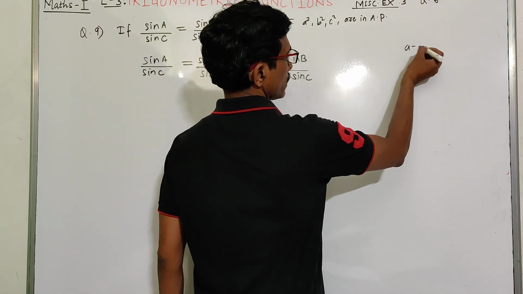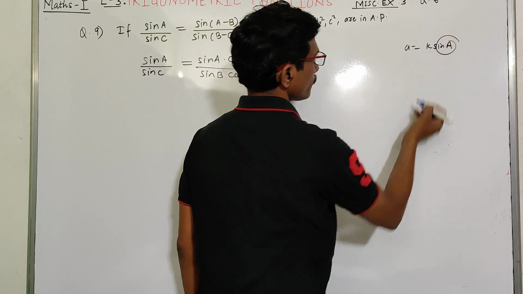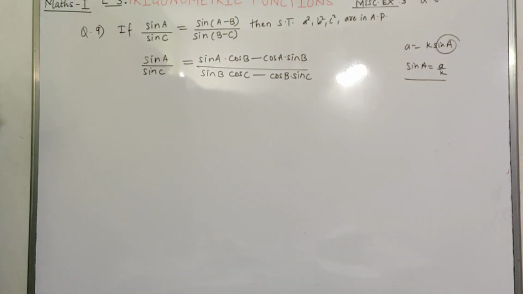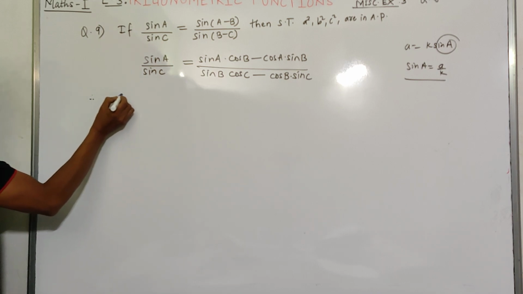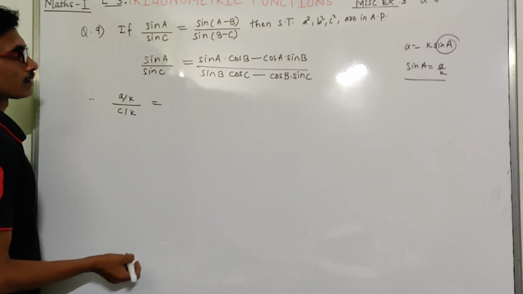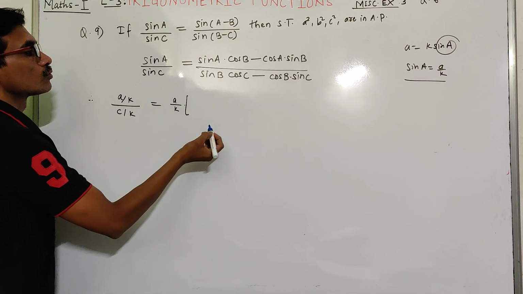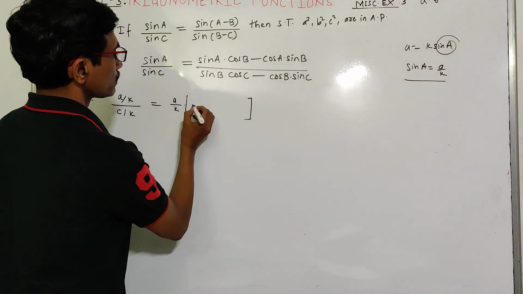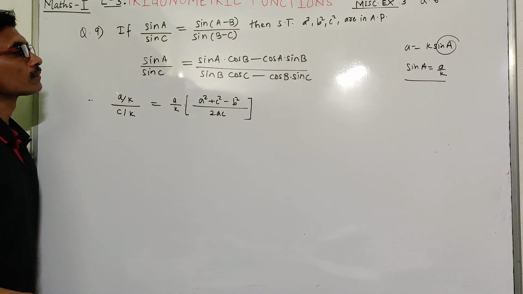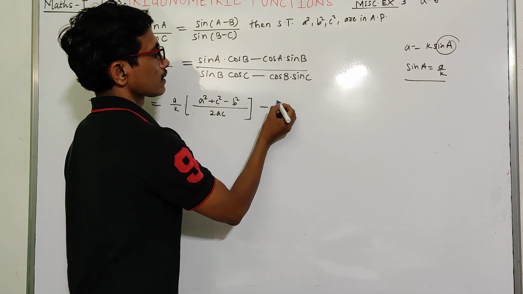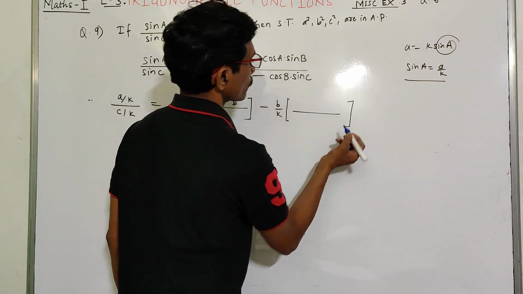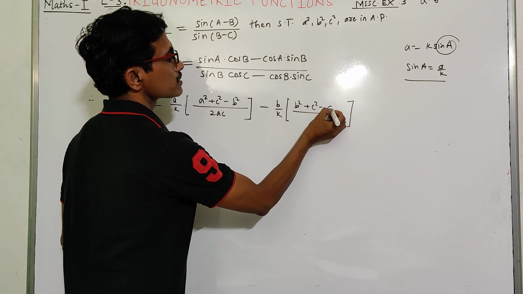Here simultaneously we use sine rule and cosine rule. As we have sine rule, a is equal to K sine A. So in place of sine A we will write a upon K. So sine A is a upon K, sine C is c upon K. This K is finally getting cancelled. a upon K into cosine rule we use here, cos B is (a square plus c square minus b square) upon 2ac, minus sine B is there, so b upon K, and cosine rule cos A, which is (b square plus c square minus a square) upon 2bc.